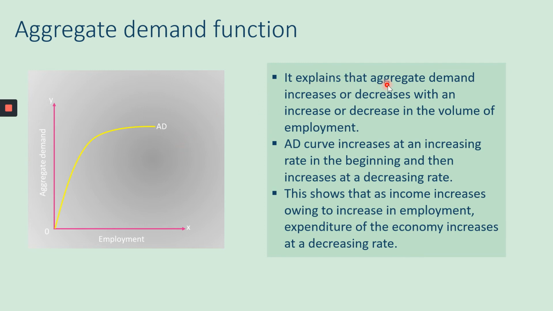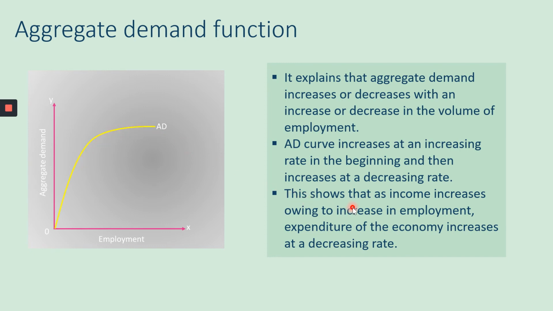Then the figure explains that aggregate demand increases or decreases with an increase or decrease in the volume of employment. So if the employment increases, the aggregate demand increases. If the employment falls, the aggregate demand also falls. So the AD curve increases at an increasing rate in the beginning. In the beginning, the AD curve increases very sharply. Then later on, it increases but at a decreasing rate.